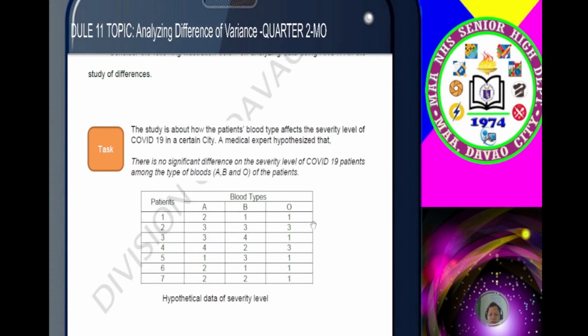Okay, the study is about how the patients' blood types affect the severity of COVID-19 in a certain city. A medical expert hypothesized that there is no significant difference in the severity level of COVID-19 patients among the types of blood: A, B, and O. So here is our table. We have patients 1 to 7 and different blood types, A, B, and O. In total we have 21. Our N is 21 and our K is 3 groups, for the 3 blood types.